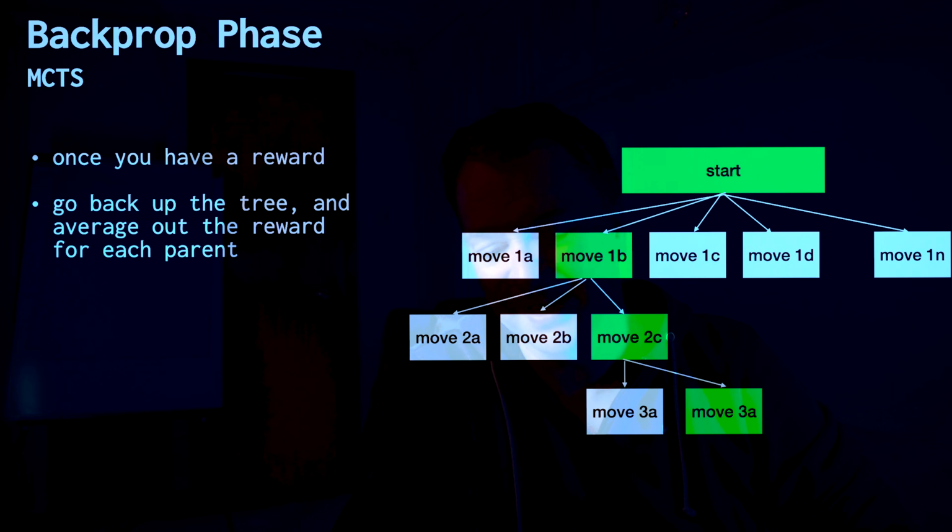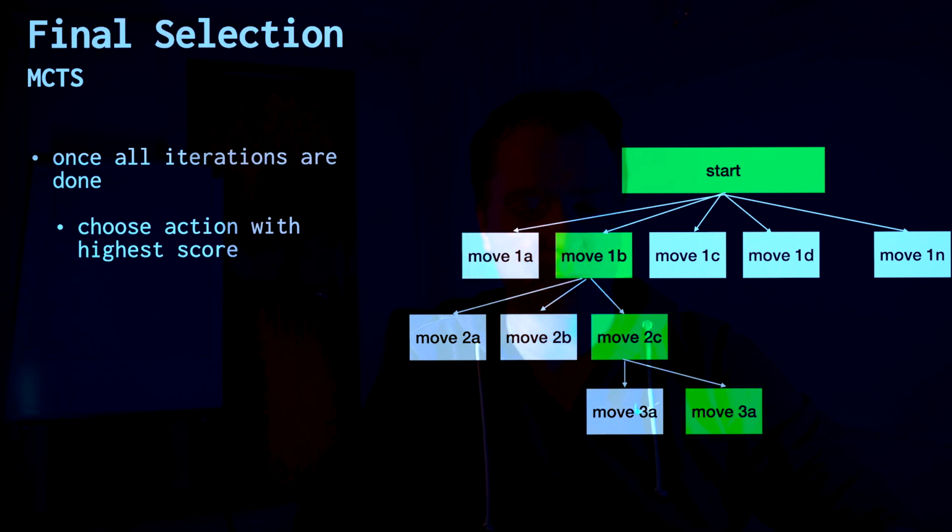Then I'm going to go up to move 1, and then up to the start. So if 3A results in a winning move, then the path of 1B, 2C, etc. will have higher scores because we're leading down into this winning move, and that's why the reward model gets better. If we do enough iterations, visit enough nodes, expand enough and do enough evaluations, eventually we will have the paths updated, and the paths with the highest scores are going to result in the best moves.